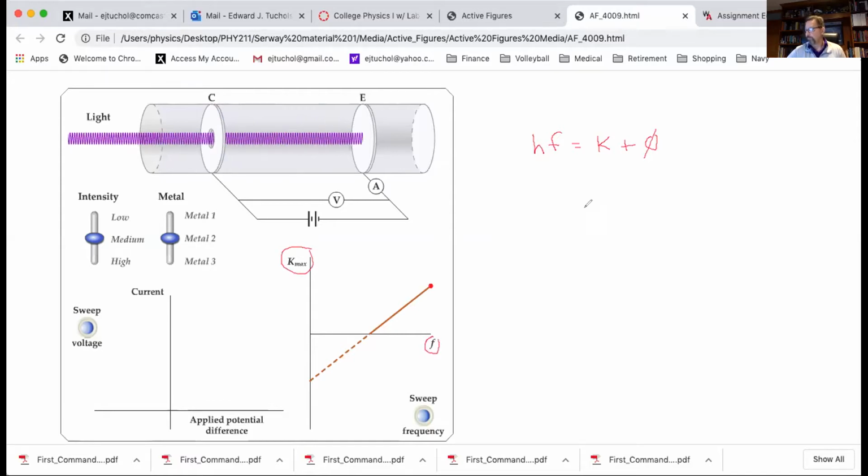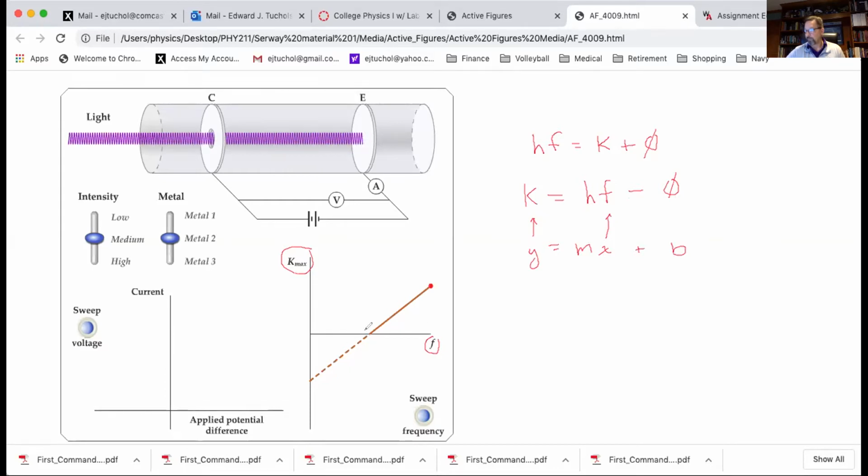So let's rearrange this equation just slightly. Kinetic energy is equal to hf minus the work function, right? And look, there's what's on the x-axis, that's what's on the y-axis, and it's a straight line. Equation of a straight line must be equal to that.